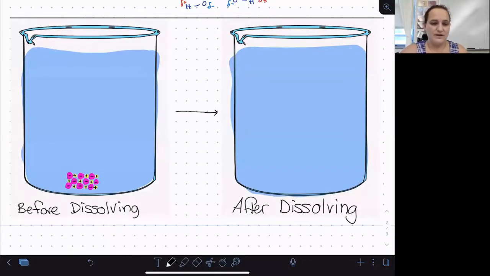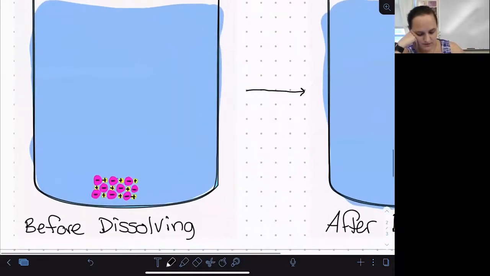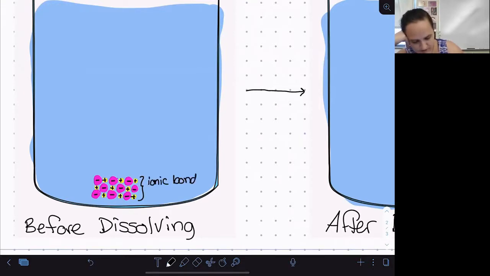So if we put all of these ideas together, we can get a pretty comprehensive picture of what a solution really looks like at the molecular level. So before our solute dissolves, so we have our solid solute down here, all of our ions are connected by ionic bonds. So ionic bonds in our solute are what's holding that solute together.